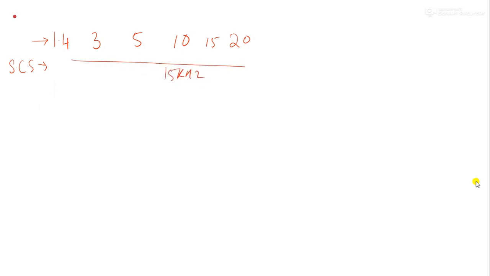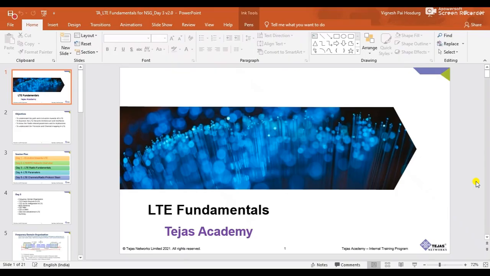Now we have to understand, I think we have also discussed the table with respect to the bandwidth: 1.4, 3, 5, 10, and 15. I know that it's a little difficult to remember all these subcarrier spacings and resource blocks. As we discussed yesterday, the subcarrier spacing for all these will be 15 kilohertz. Sorry, I'm able to hear some voice here.